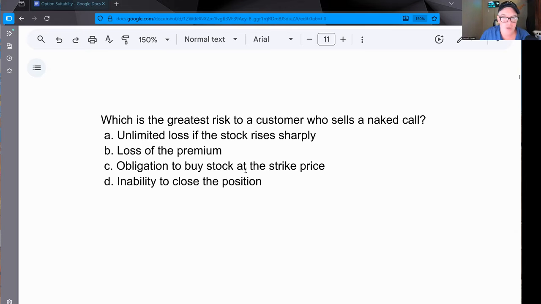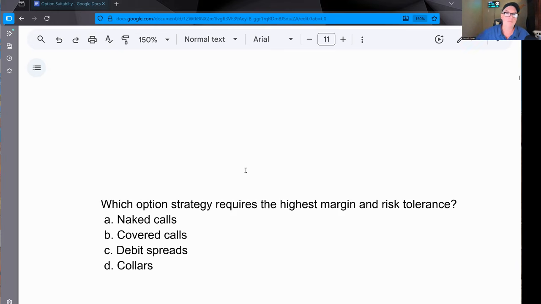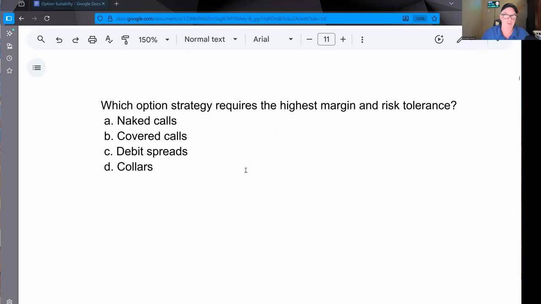Which is the greatest risk to a customer who sells a naked call? Gotta be sell a call. Max gain is premium. Max loss is unlimited. If it goes up, it's gotta be A, baby. Gotta be A. Remember, press pause before we do it so you can answer it and see how I do.